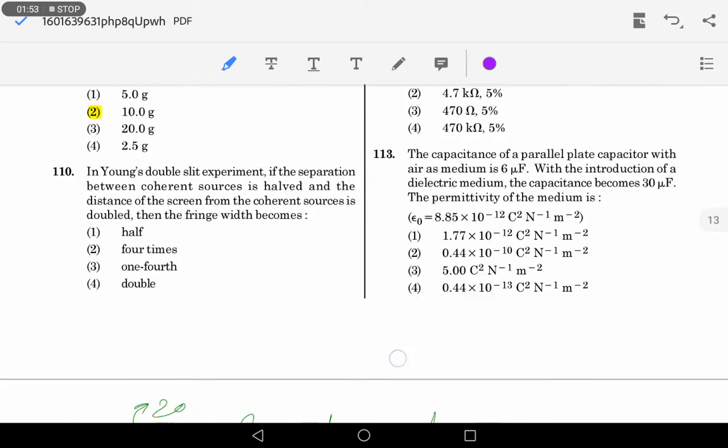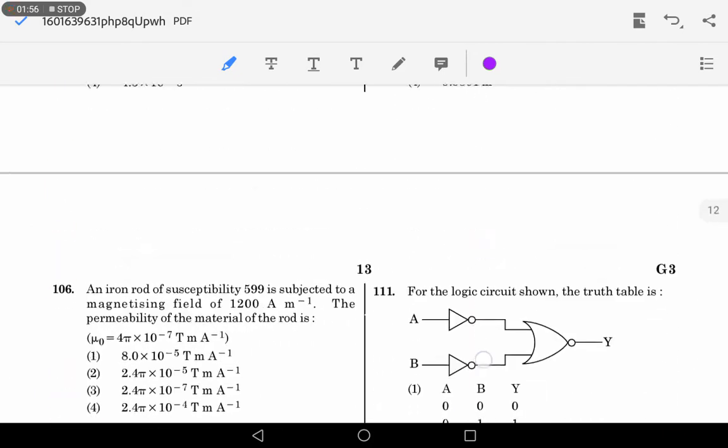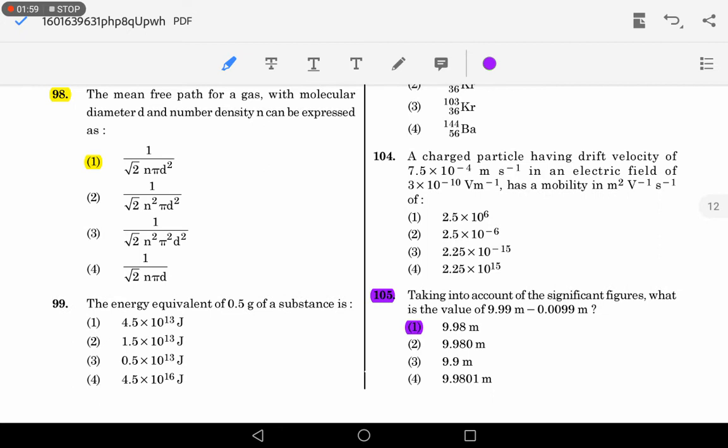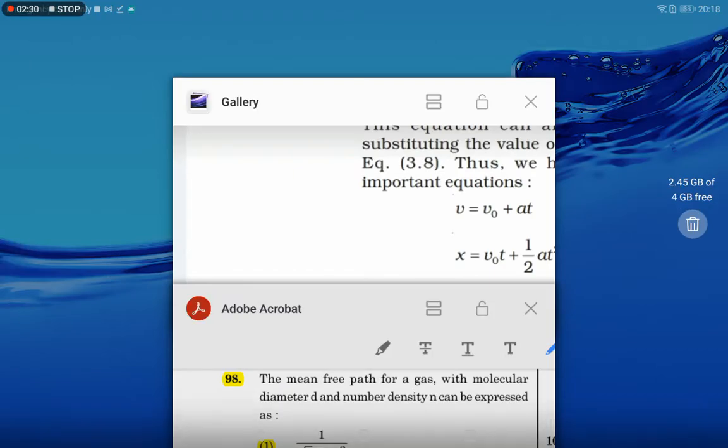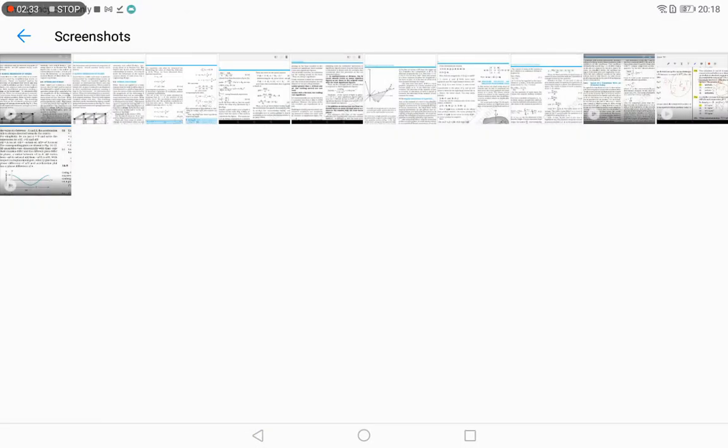It's a simple question. So next question, the violet highlighted questions are the questions which we are going to solve now. Taking into account the significant figures, what is the value of 9.9 meter minus 0.0099 meter? So first subtract these quantities, 9.9 minus 0.0099. So we are going to get 9.8901.